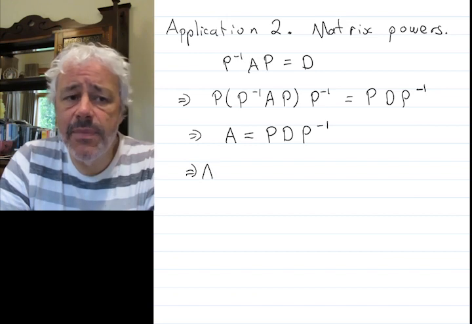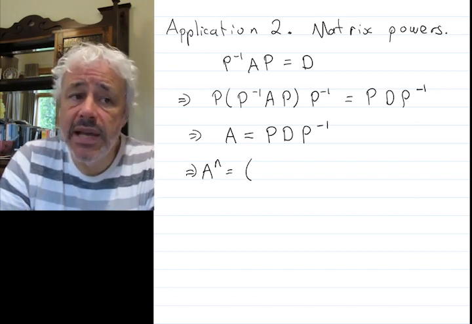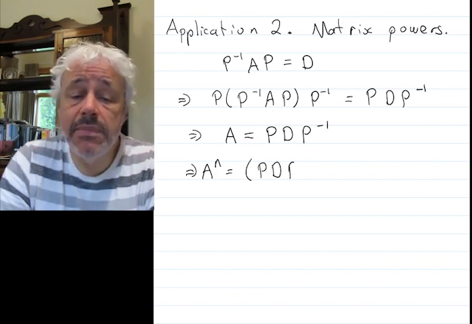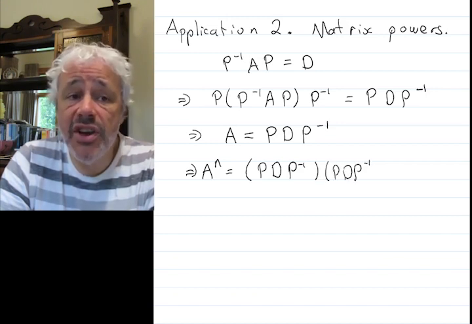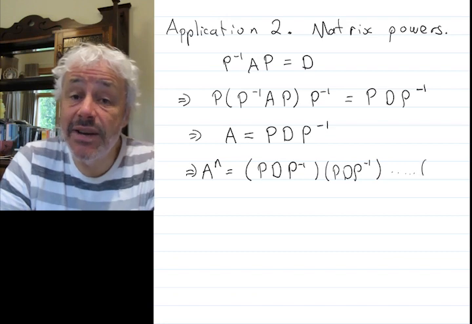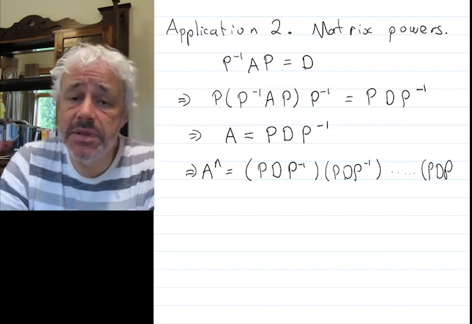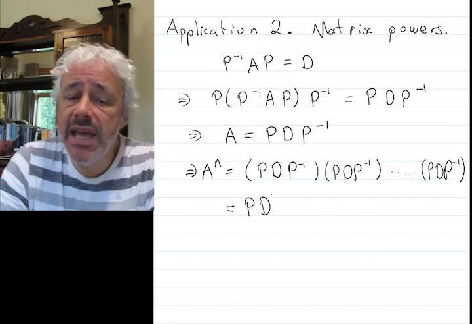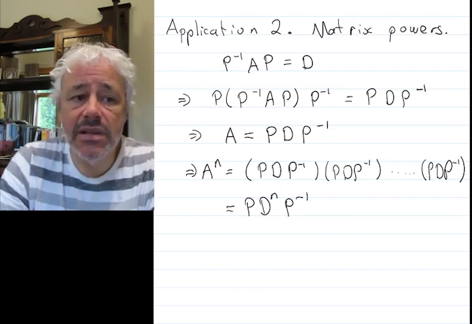That means A to the power n is PDP inverse, PDP inverse, PDP inverse, n times. Now notice that all of the P inverse P's in the interior cancel, because P inverse times P is the identity matrix. So this simplifies to P D^n P inverse.